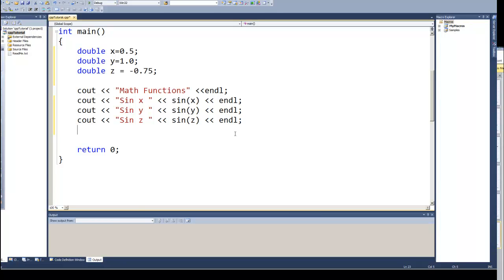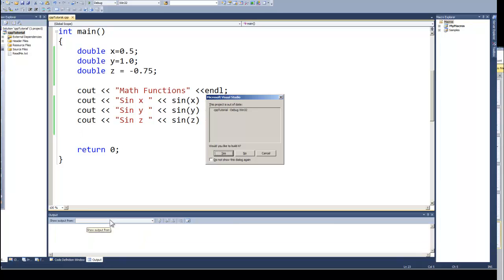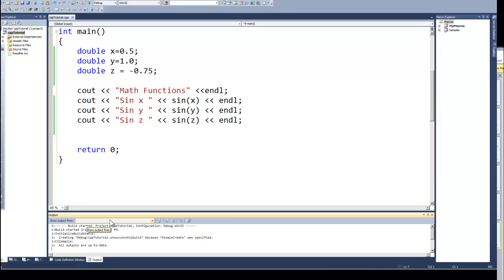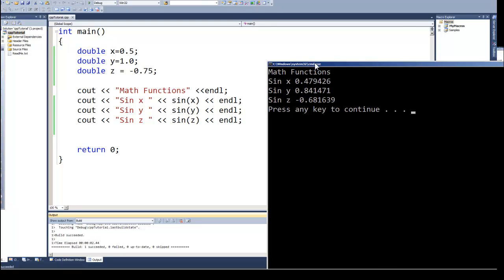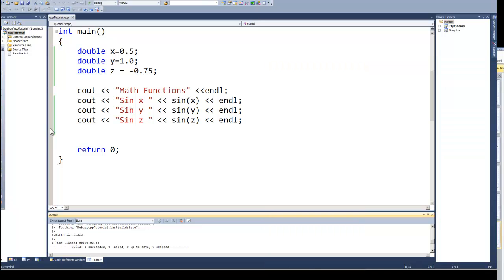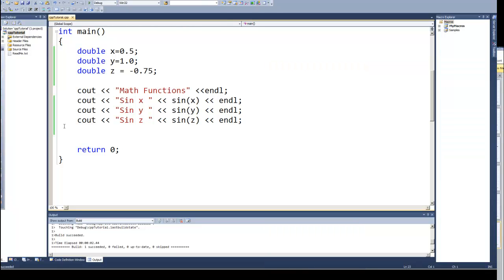And so that will go ahead and run. And when we come back, we'll have those values, the sine of the x, y, and z values in radians. And so the sine function gets the sine of the value. Well, you probably could guess the cosine function is very similar.